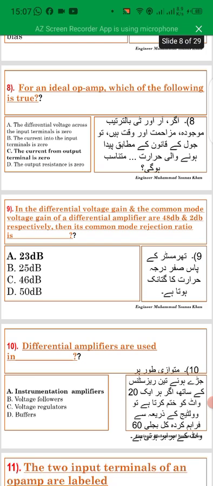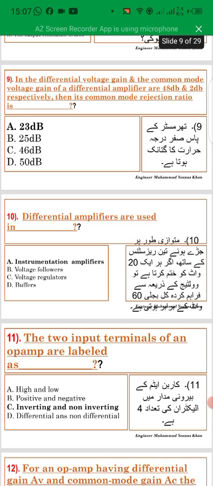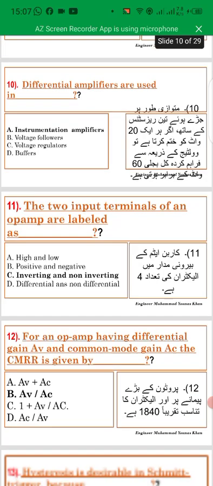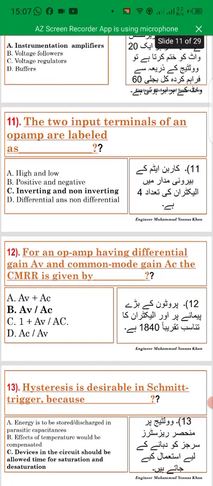For an ideal op-amp, which of the following is true? The current from output terminals is 0. If the differential voltage gain and the common mode voltage gain of a differential amplifier are 40 dB and 2 dB respectively, then its common mode rejection ratio is 23 dB. Differential amplifier are used in instrumentation amplifier.